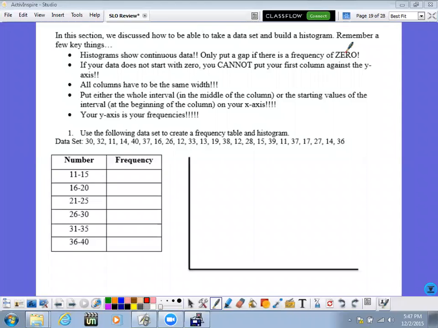All right, last section, you guys. And it's a big section at that, so I apologize. But in this section, we're going to talk about a bunch of stuff. We're going to start off with histograms.